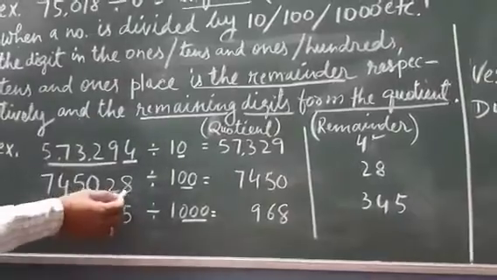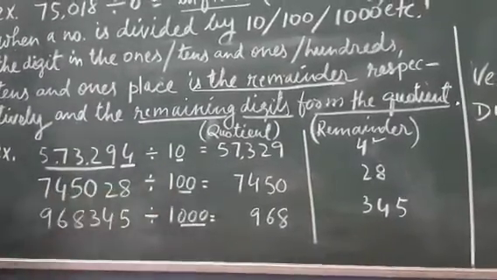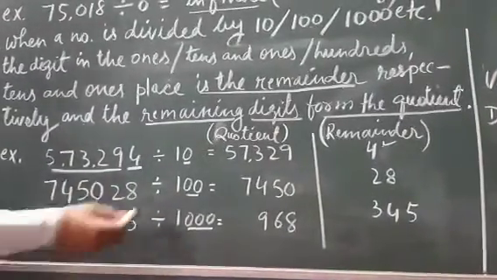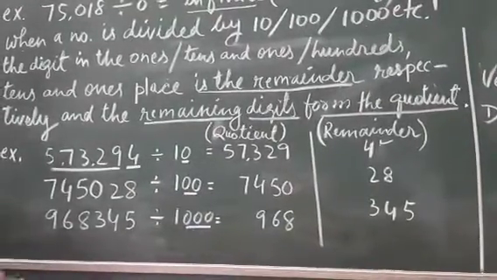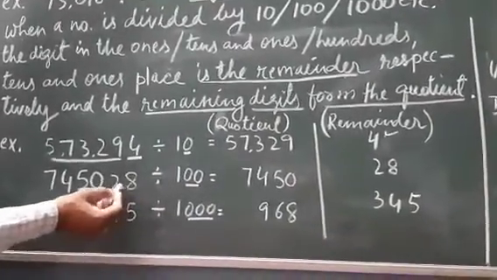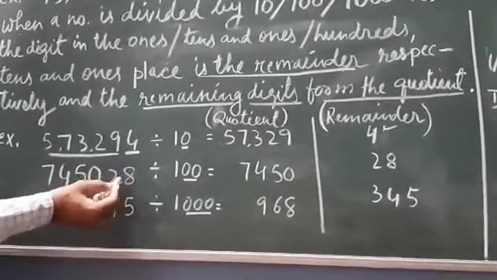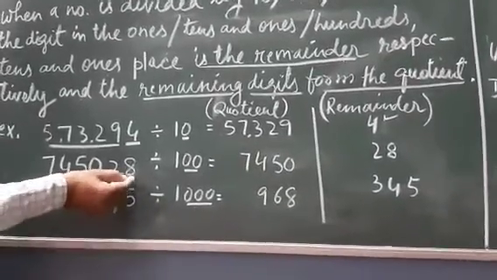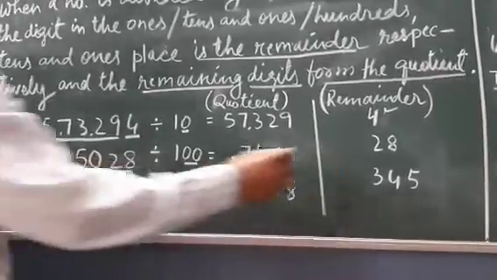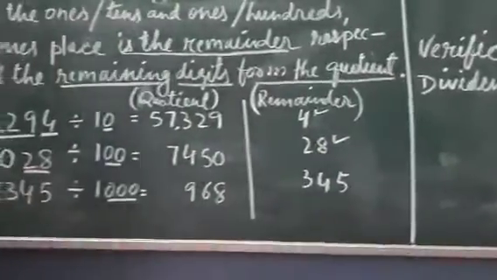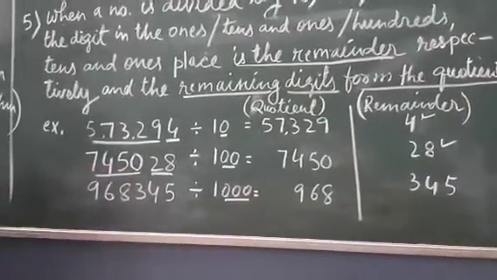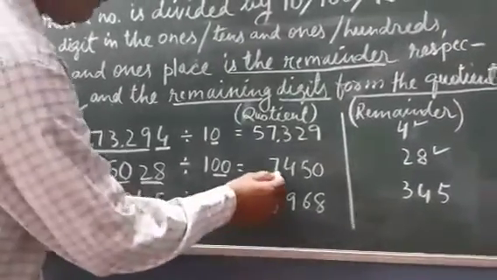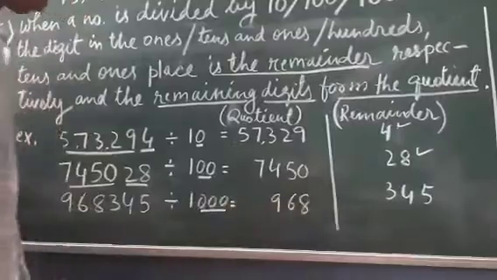In the second example, the number is divided by 100. 100 has 2 zeros. Therefore, from the right side, the number formed by the digits in ones and tens place will be the remainder, that is 28. 28 is the remainder. And the remaining digits will form the quotient. So the quotient will be 7450.